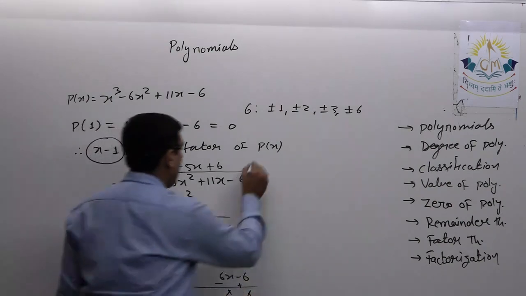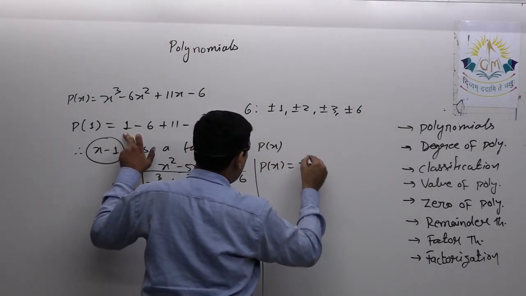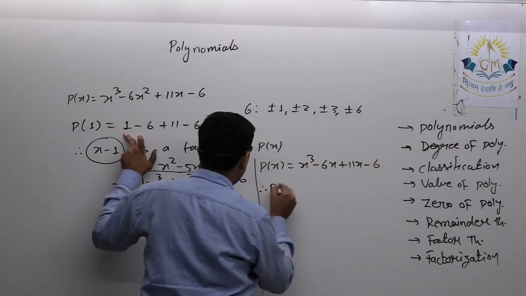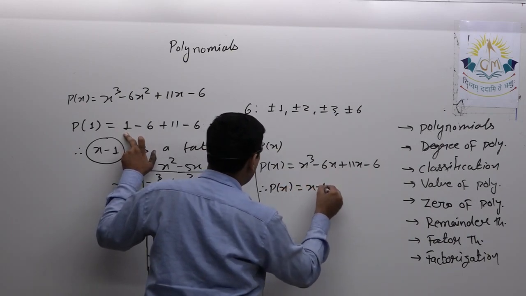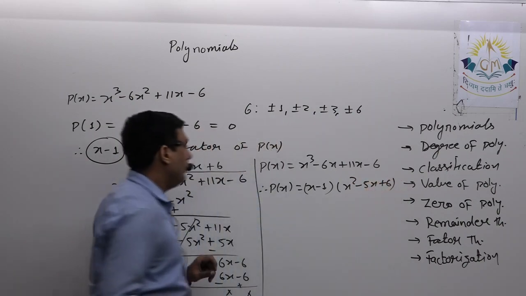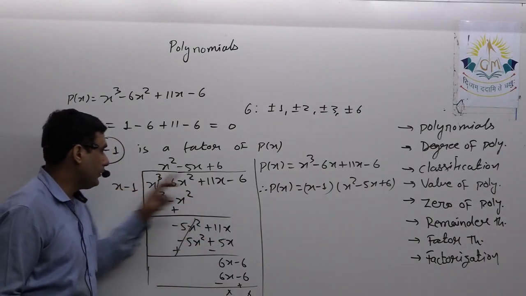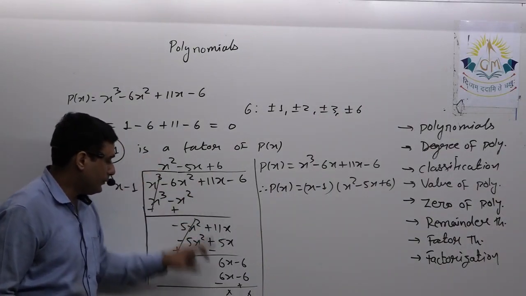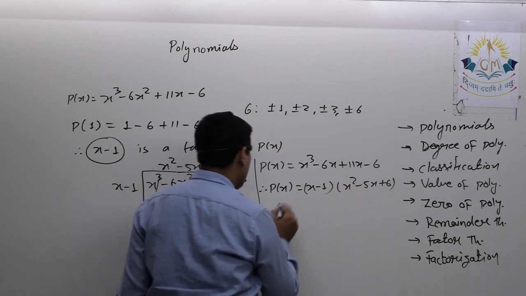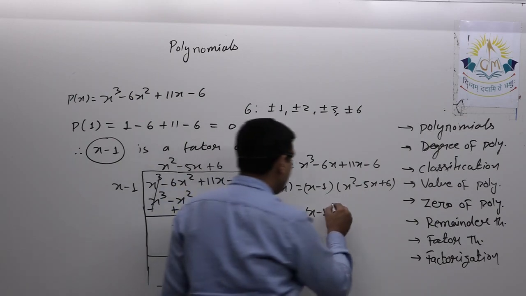So here I can say p(x) is equal to x cube minus 6x square plus 11x minus 6. Therefore p(x) is equal to x minus 1 multiplied by x square minus 5x plus 6. These are the two. If I apply the division algorithm, dividend is equal to divisor multiplied by quotient plus remainder. Here the remainder is 0. So here is the one factor. Now we can factorize this further by splitting the middle term.